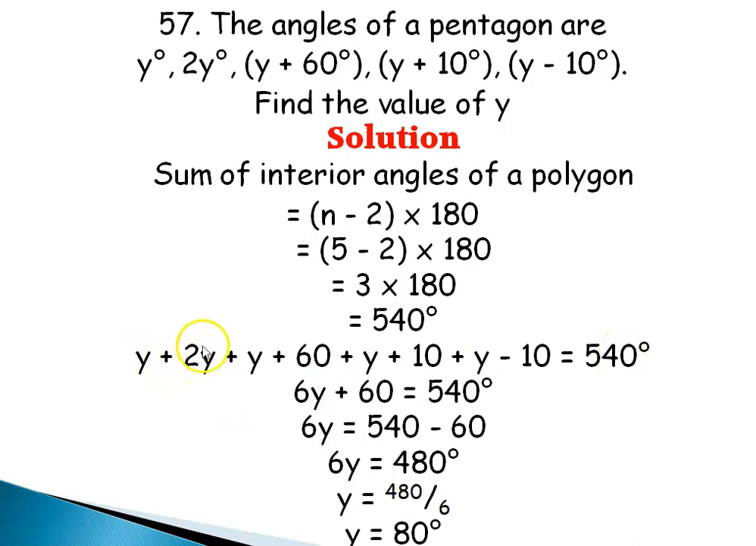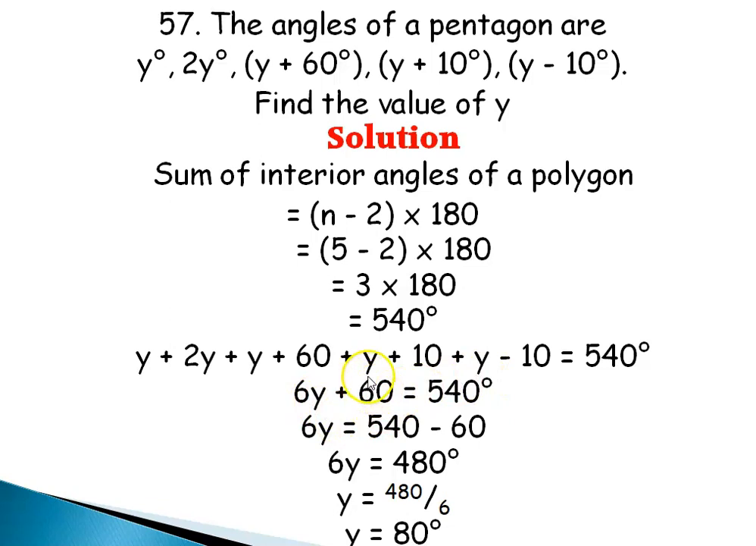So y plus 2y plus y plus 60 plus y plus 10 plus y minus 10 is equal to 540 degrees. So let's add. y plus 2y is 3y. 3y plus y is 4y. 4y plus y is 5y. 5y plus y is 6y plus 60. And then I have 10 minus 10, so this will cancel each other. I'm left with 6y plus 60 is equal to 540 degrees.